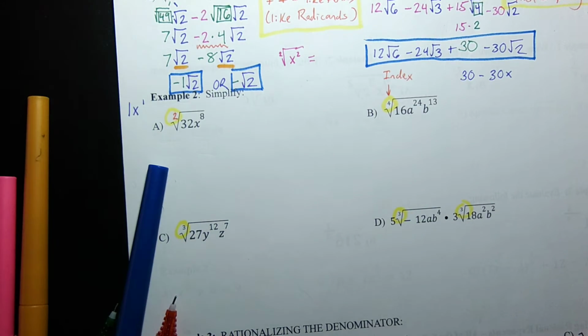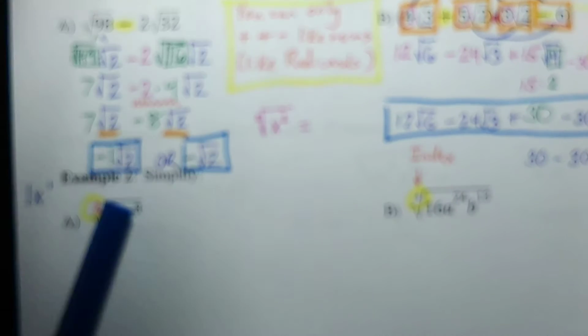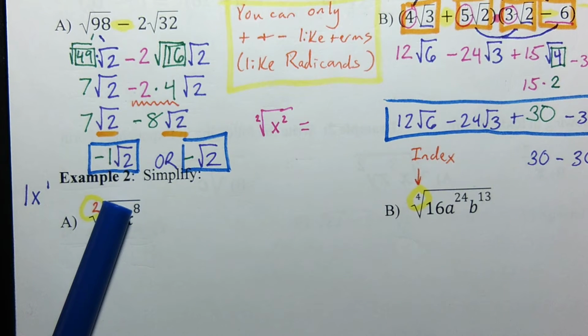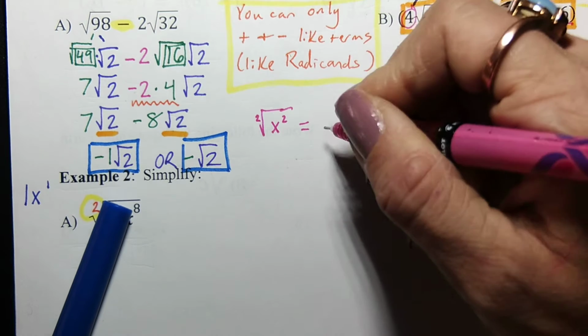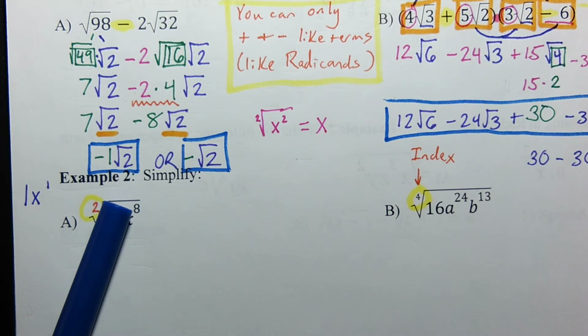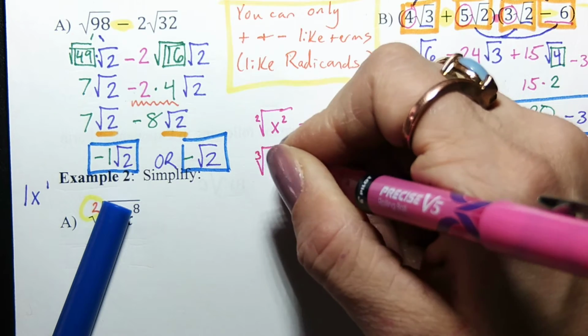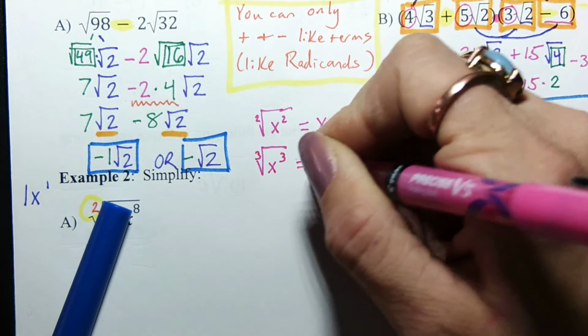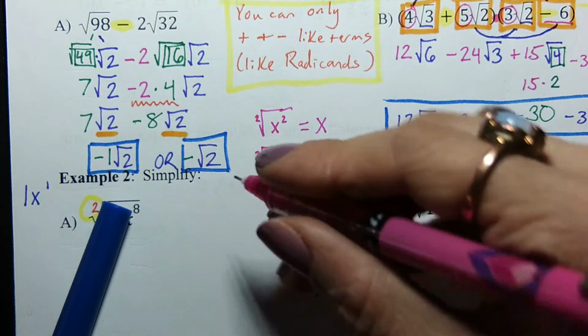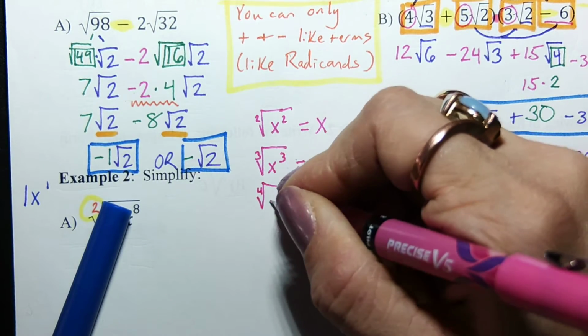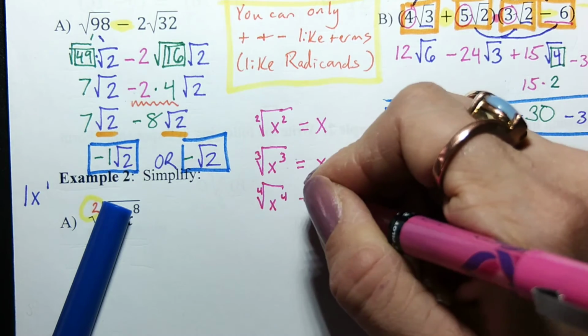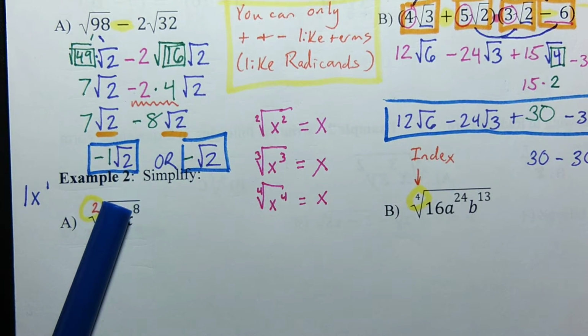So if I have the square root of x squared, the implied index is 2. What do you think the square root of x squared is? It's just x. When I take the square root of 9, I'm saying what times what gives me 9? The answer would be 3. So if I'm saying the square root of x squared is what, I'm saying what times what gives me x squared? Just x. So the square root of x squared is x. The cube root of x cubed is also x. And the fourth root of x to the fourth is x.